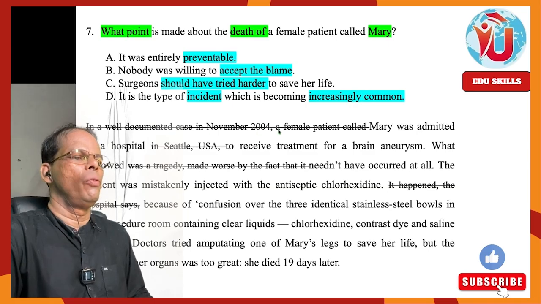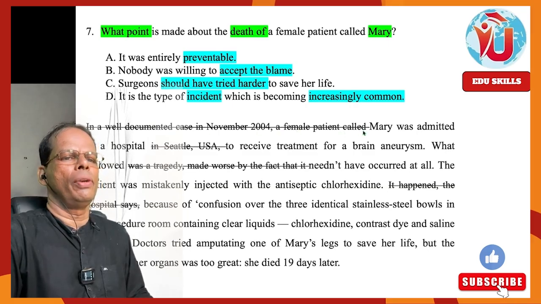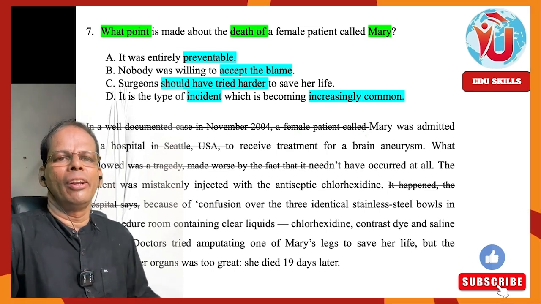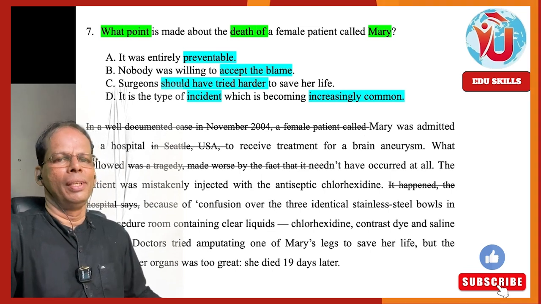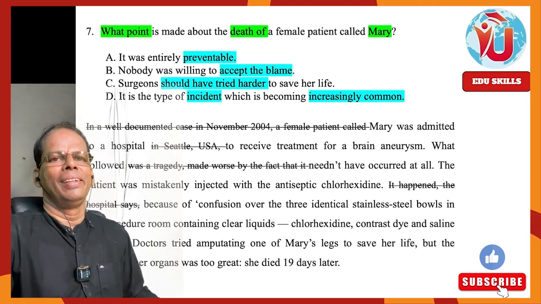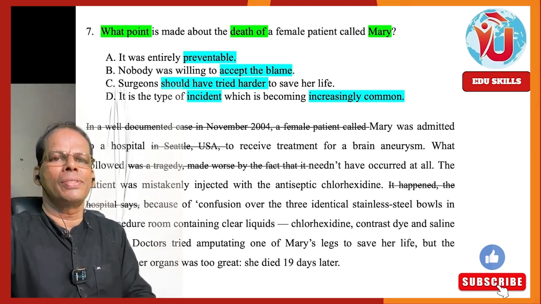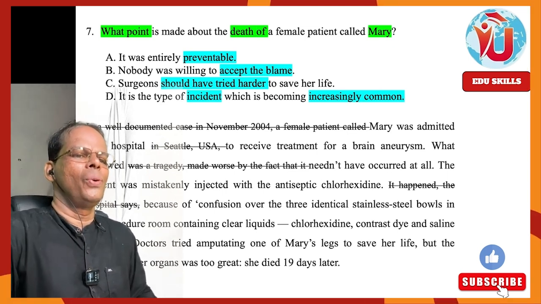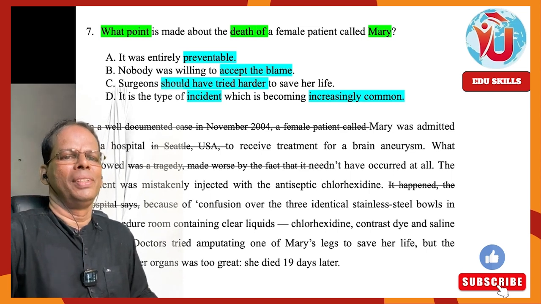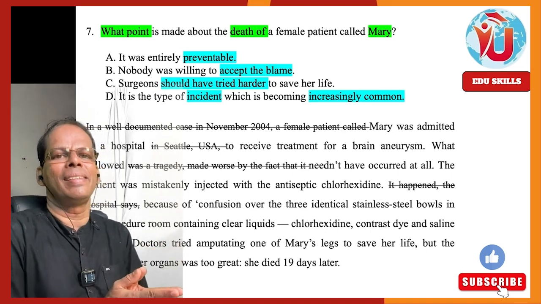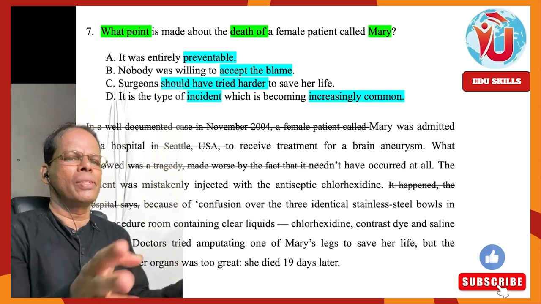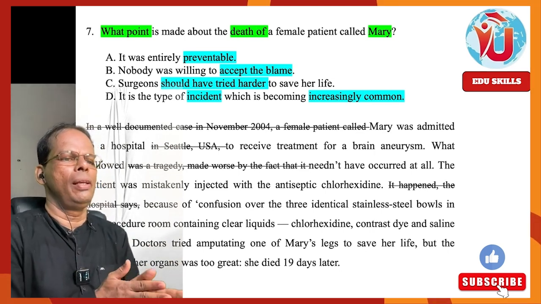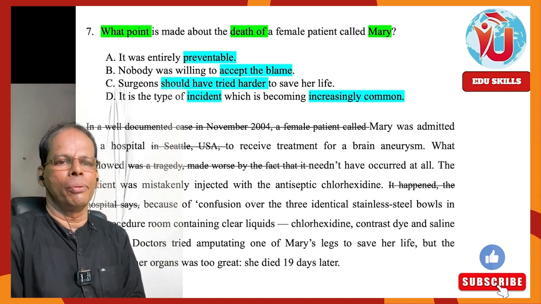Now you see in a well-documented case in November 2004, a female patient called Mary. All those things are not required actually, so I have struck out. The important thing is Mary was admitted to a hospital. Where is not important for us, whether she was in America or New York or anywhere, the same person, admitted for the same reason and treated for the same reason: to receive treatment for a brain aneurysm. That's how you summarize. Write it down in your own simple way in the initial stages. So the whole big sentence reads, Mary was admitted to a hospital to receive treatment for a brain aneurysm.